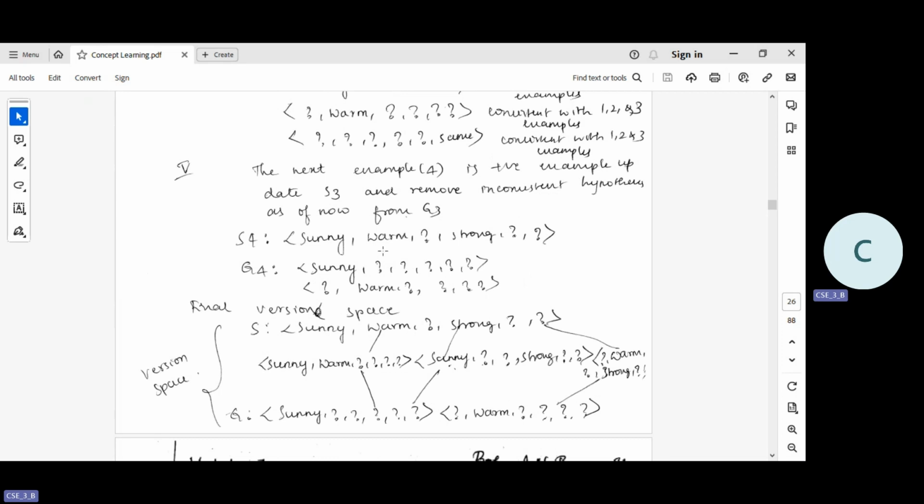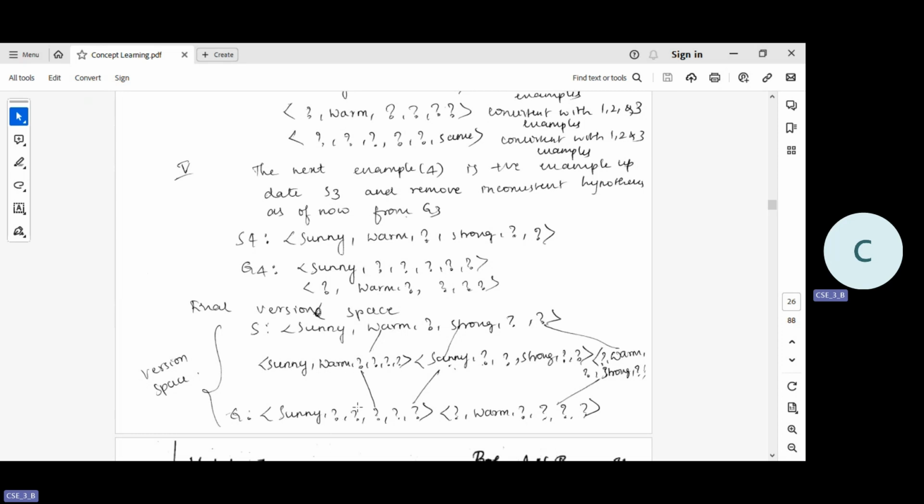So now what do we have to do? We have to write the intermediate hypothesis over here. So we can see Sunny, warm, question mark, strong, question mark, question mark. This has to be compared with the first one. We have observed in the example already that when we encounter a match, we are retaining it as it is. So we are retaining this Sunny, and Sunny is matched. And then now we are comparing the question mark and then warm.